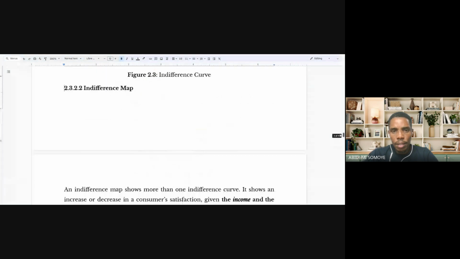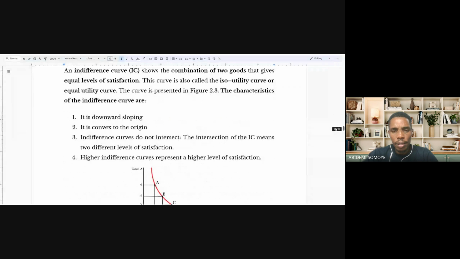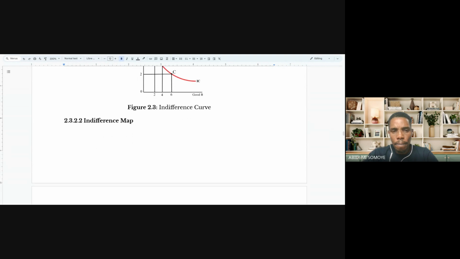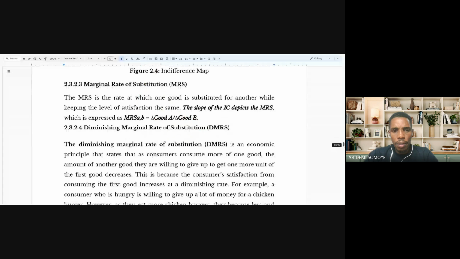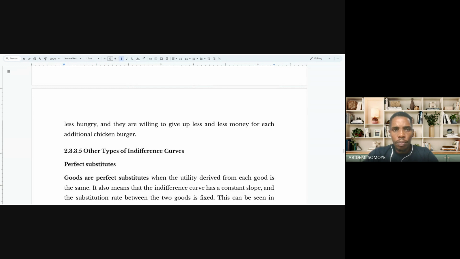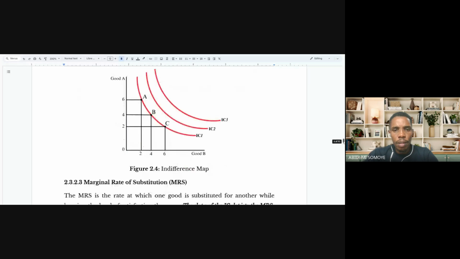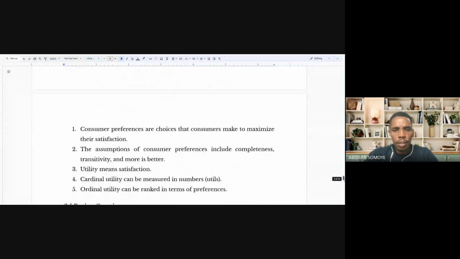Where is the part on indifference curves not intersecting? Oh, it should be here. Okay, let's see. It should be here. Okay, well, let's go on.